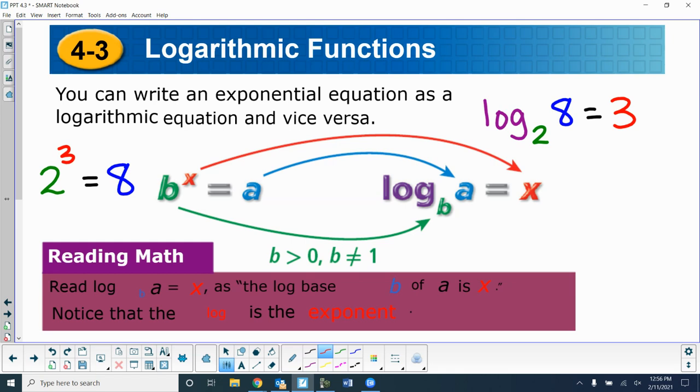And once you learn that, you'll understand how to maybe look at this problem. And you'll say, find log base 2 of 8. And you'll be able to think, well, that means 2 to what power is 8? And then you'll say, oh, yeah, that's 3. That's easy. Okay? So, any questions? Is it coming back to you maybe from last year? Hopefully.